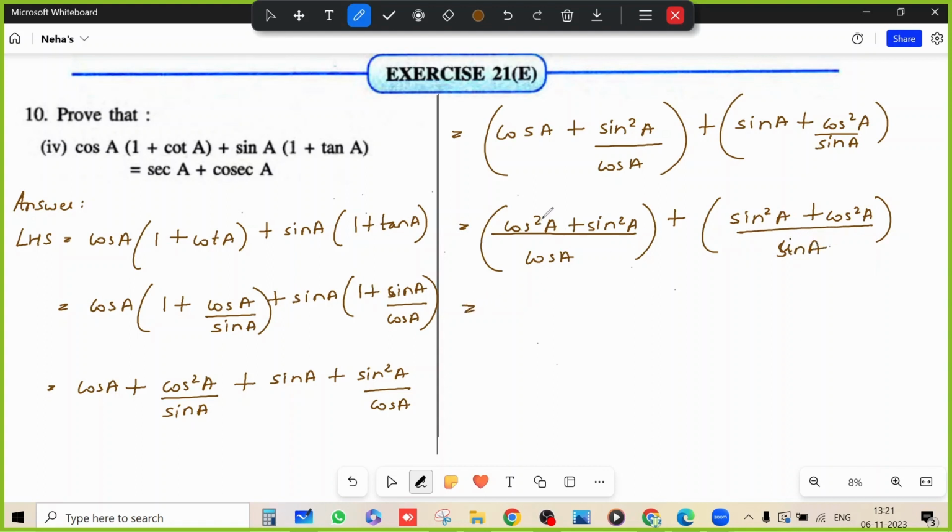Now, we know by the trigonometric identity that sin square theta plus cos square theta is equal to 1. So, the numerator here will become 1. This is 1 divided by cos A, and similarly here also sin square theta plus cos square theta is equal to 1. So, by the trigonometric identity, the numerator here also is equal to 1. So, this will become 1 divided by sin A, and we know that 1 by cos A is equal to sec A, and 1 by sin A is equal to cosec A, and this is equal to the right hand side, and hence we have proved the left hand side and the right side are equal.